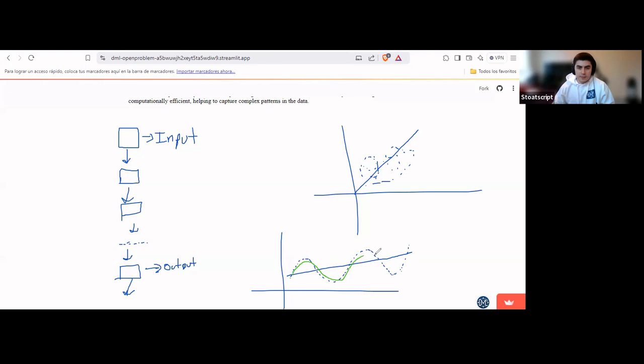So this green line that I'm drawing right here would be a better fit using a neural network. But how do neural networks do that? Well, the way they do it is by having these things called activation functions within the hidden layers that grab the input that you have and then pass it into a function that introduces a nonlinearity on it.